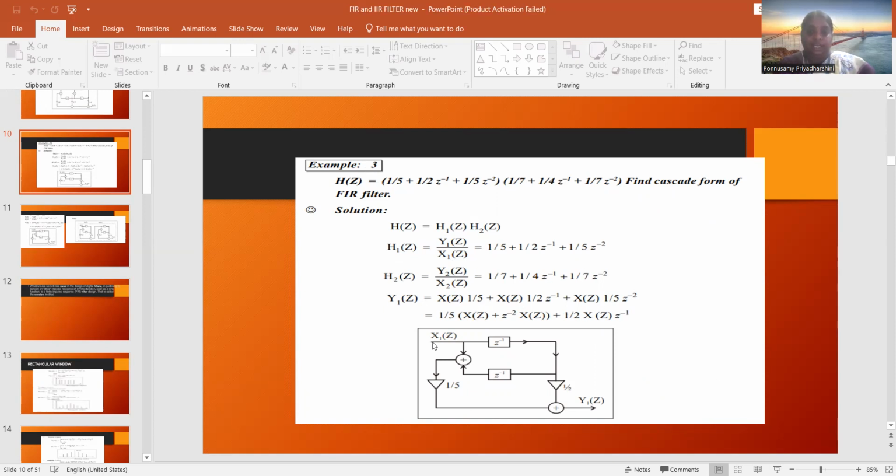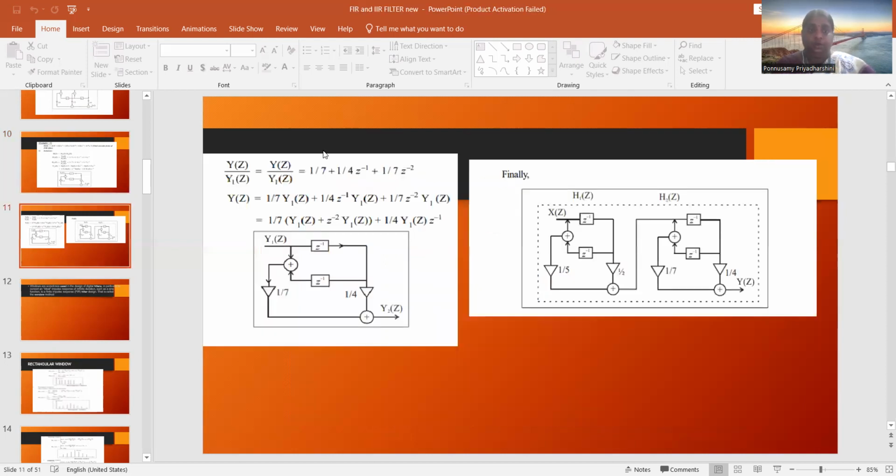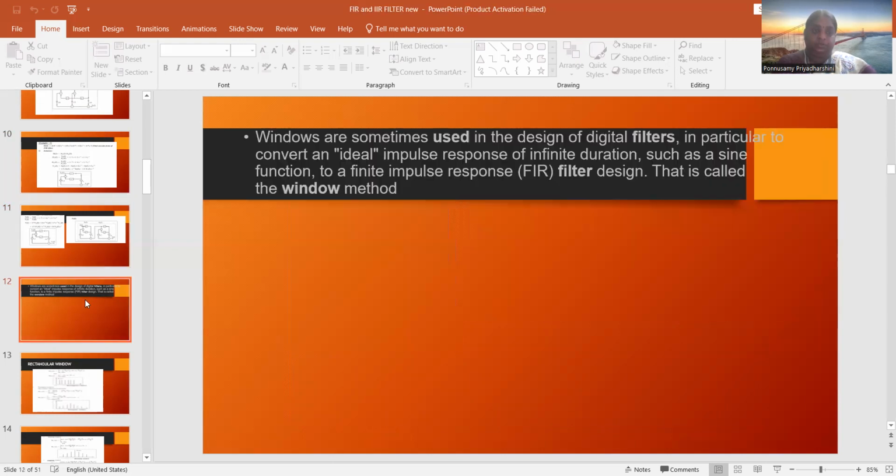For this, they draw the diagram for H1 of z, that is X1 of z and Y1 of z, and the multiplier we have is 1 by 5, and 1 by 2 is separated. So if I take 1 by 5 as common, X of z plus z inverse plus z to the power of minus 2 will be taken in the common multiplier section, and similarly 1 by 2 is in a separate structure. Similarly I can do it for H2 of z also. Then both are added together to give a cascaded form structure.